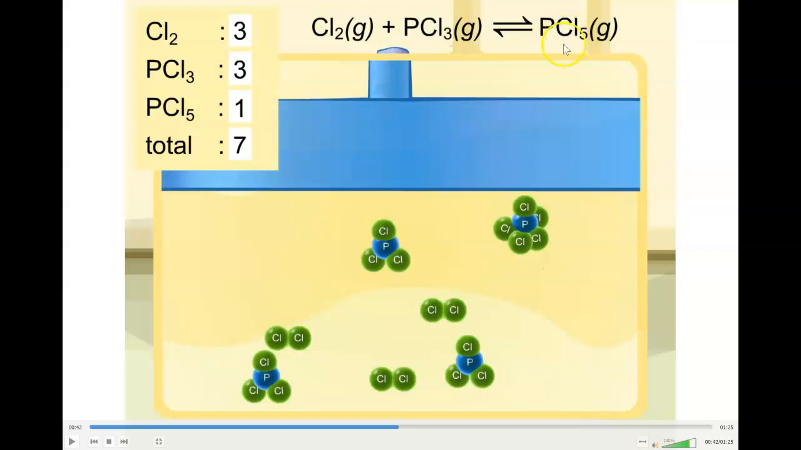PCl5, on the other hand, does not experience the same advantage. It doesn't need to collide with another molecule to go in the reverse direction. So forcing it into a smaller area doesn't really help it to decompose any faster or any better. So going in the reverse direction is not really affected, advantaged or disadvantaged by increasing the pressure and decreasing the volume. Unlike the Cl2 and the PCl3, where forcing them into a smaller area does help them to find each other, does help them to collide with one another, and thus improves the forward reaction rate.